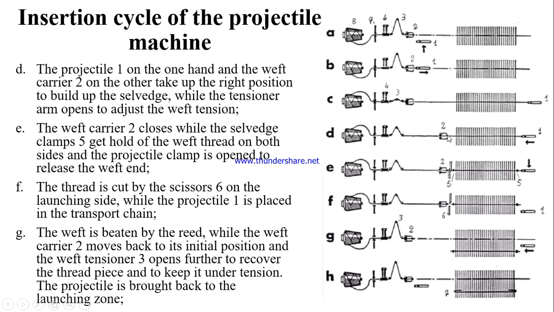So weft T1 is now gripped at both ends, by the weft carrier on this left hand side, the element 2, and on the other side by the gripper 1. Now weft T1 is clamped by both sides at this position. The thread is cut by the scissor 6. Now a scissor will come forward to cut the thread at a particular position.